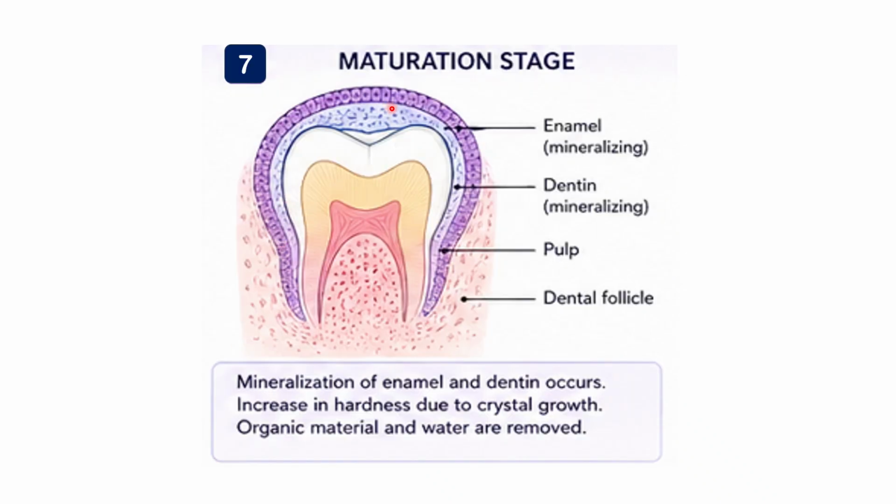Next is the maturation stage. This is the stage where mineralization of enamel and dentine takes place. There is an increase in hardness due to the crystal growth, and the organic material and the water are removed in this stage.